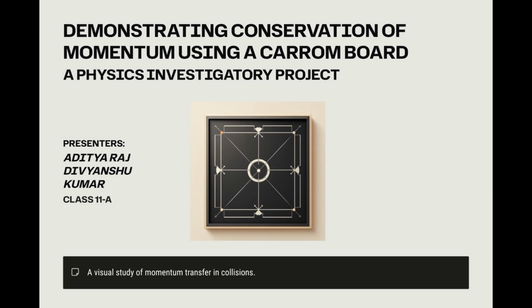Hello everyone, I am Aditya Raj and with me is Divyanshu Kumar from class 11th A. Our project is titled Demonstrating Conservation of Momentum Using a Carom Board. This is a short visual study showing how momentum is transferred during different types of collisions.